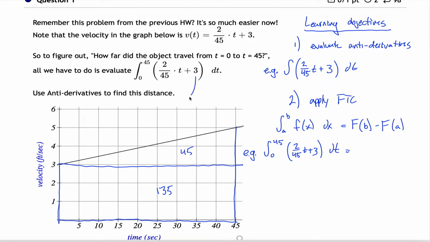Wait, where does that come from? It's a straight line, so it's in the form y equals mx plus b. From here, I can tell that b is equal to 3. And then I can look for the slope. It goes up 2 units each time it goes to the right by 45 units.